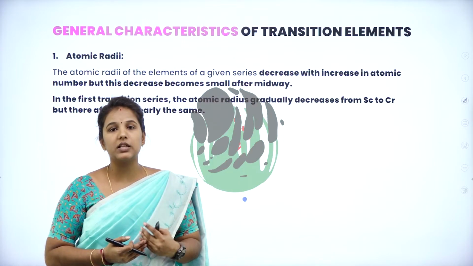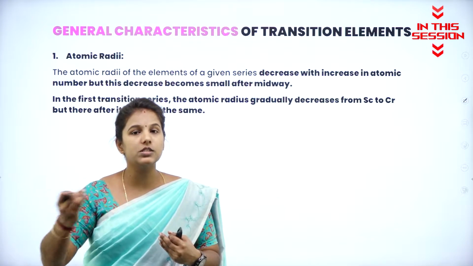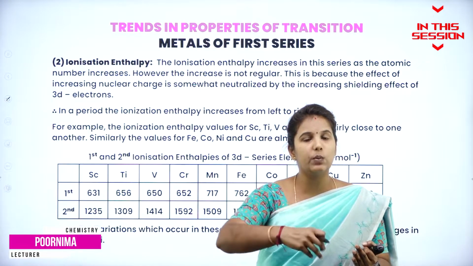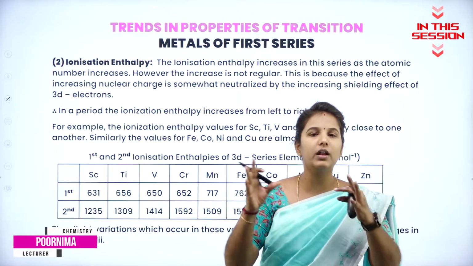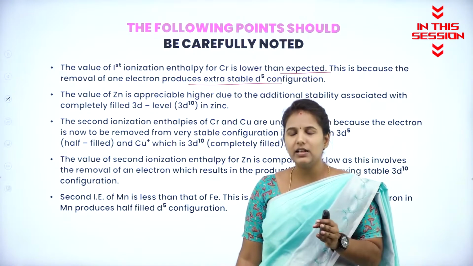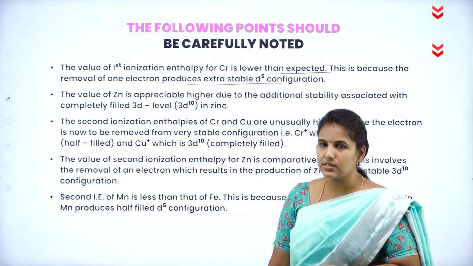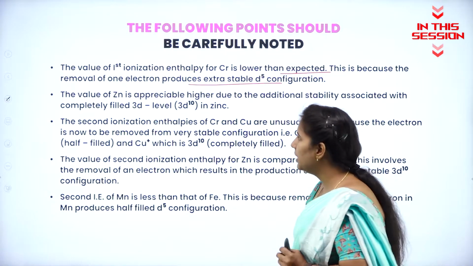Atomic radii, which is nothing but a distance from the center of the nucleus to the outermost shell of an atom. What is ionization enthalpy? It is the energy which is required to remove the electron which is present in the outermost shell of a gaseous atom. The energy required to remove the first electron is very easy, but the energy required to remove the second electron will become very difficult.